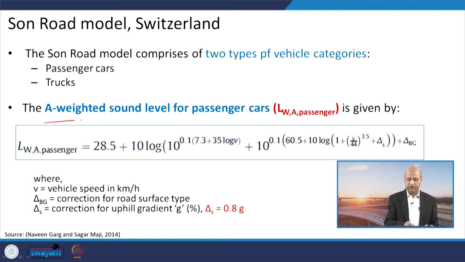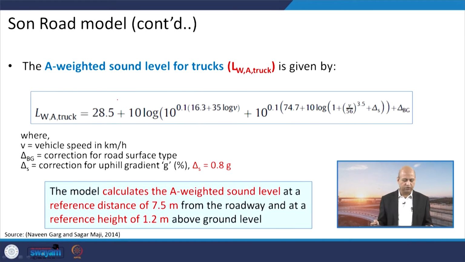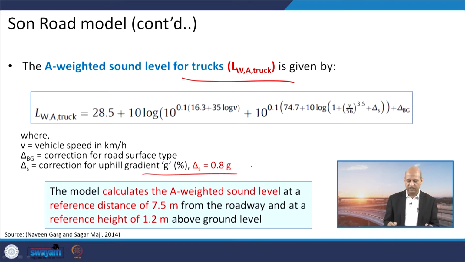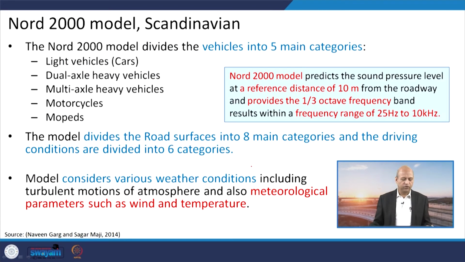And then the A-weighted sound level for passenger cars is given by this empirical relationship, where again those parameters are similar kind of thing. And for trucks, this is a similar equation, and then speed and then correction factor is there. Those things are to be put in for estimating the noise level.